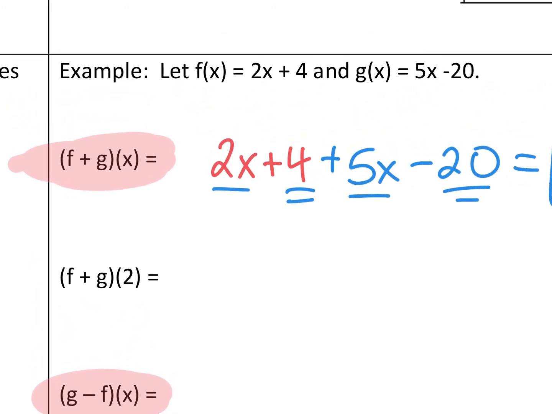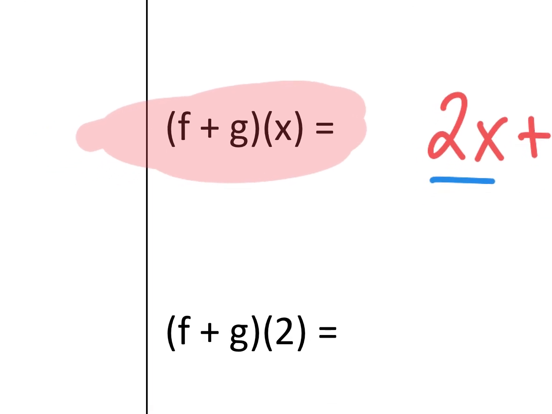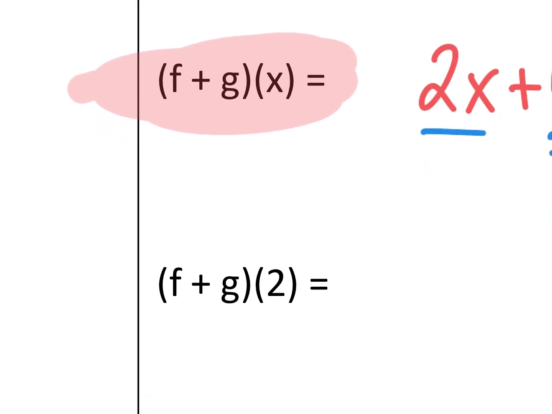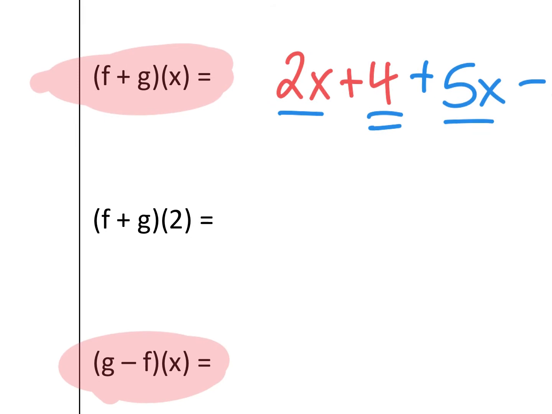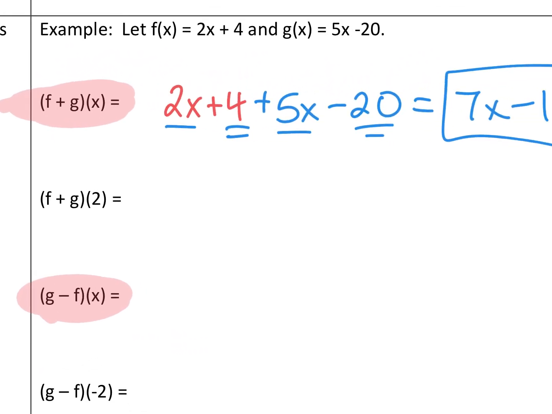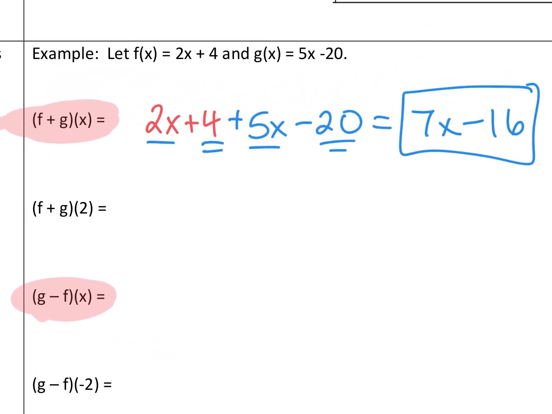Looking at these first two here, the one we just did and the one underneath of it. What's different? There's a 2 instead of an x, right? So we're no longer finding f plus g of x. We're finding f plus g of 2. That's exactly what you do. You take this answer here that we just found, and we are going to plug in that 2.